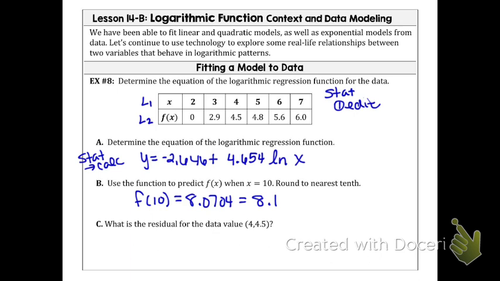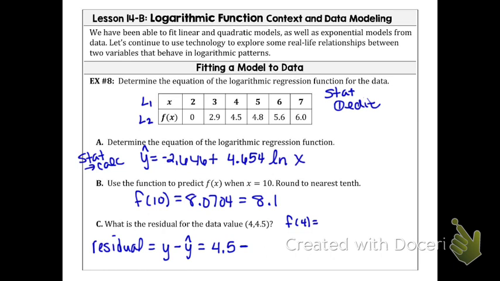And then it says, what is the residual for the data value of 4, 4.5? All right, so remember the residual. We talked about this a while back. So your residual is your y minus your predicted y. So in this case, the y value of 4 is 4.5 minus the predicted value. Well, I need to go to my equation then, because that's what we found here was actually the predicted y. So I'm going to go find f of 4.